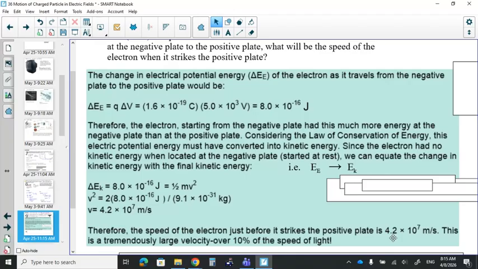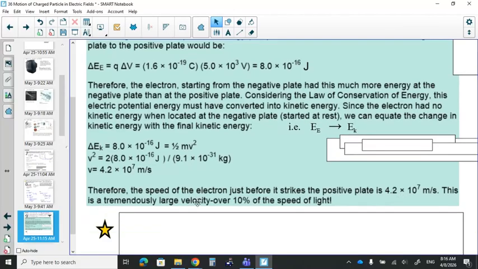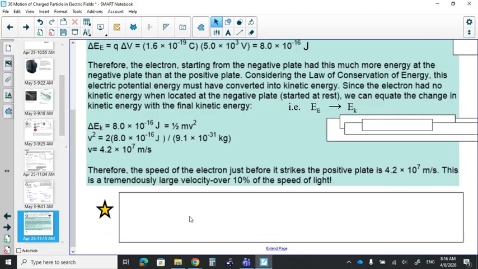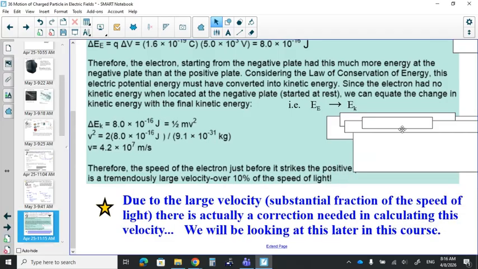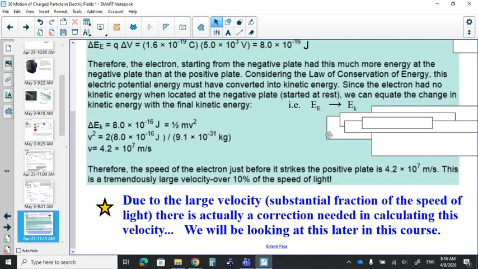Okay, so that speed, it says here, oh, that's tremendously fast. That's over 10% of the speed of light. And I want to add to that because this is from a previous resource, right? So I would, of course, add to that and say, and that's important. Due to the large velocity, being a substantial fraction of the speed of light, there's actually a correction needed in calculating that velocity. And so we'll be looking at that later in the course.